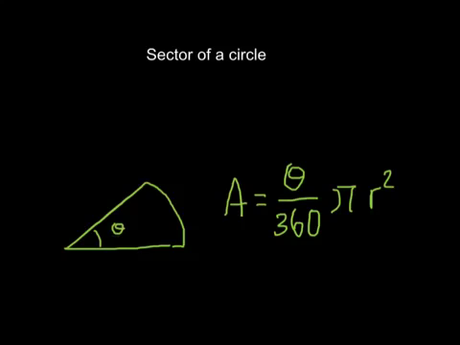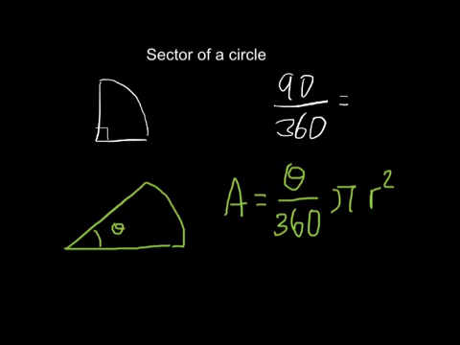So if you have something that looks like this, you know you have a quarter. So you will have, well, it's 90 degrees, so 90 divided by 360, that is the same as 1/4. And you times that by pi, and then you times it by the radius squared, not times by 2, but squared.